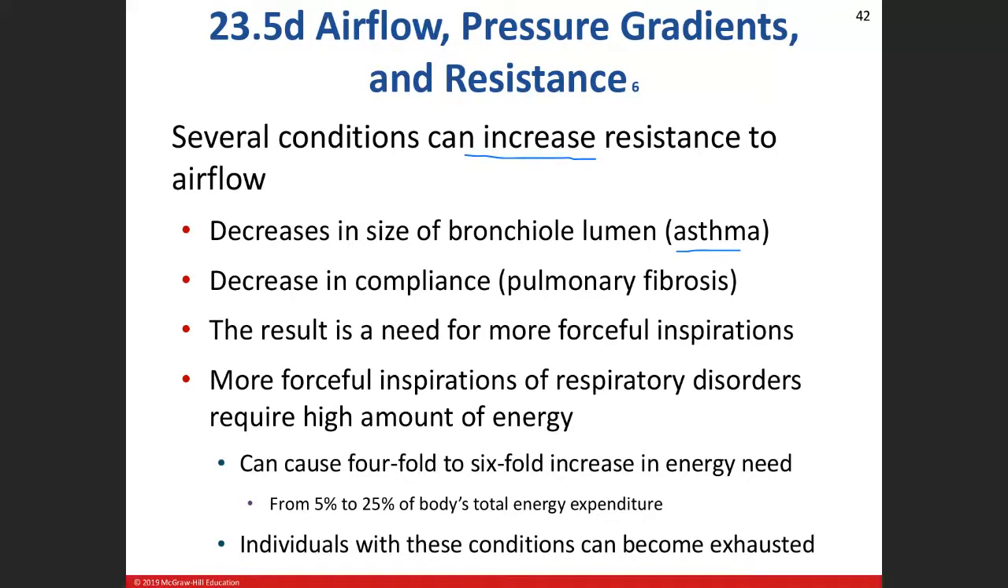Okay, so normally when you see an increase in resistance, we are now going to have to transition from eupnea to forced inspiration, and in some situations, forced expirations. And because we're having these forced inspirations, that means we need more energy, roughly about 4 to 6 times the amount, because we're recruiting more muscles, and we have to work a little bit harder.